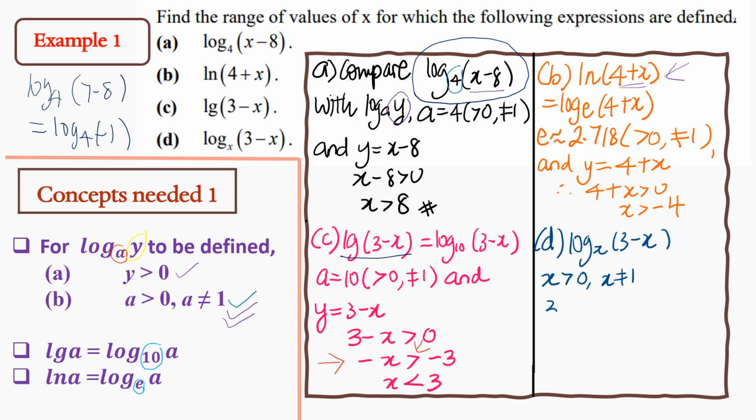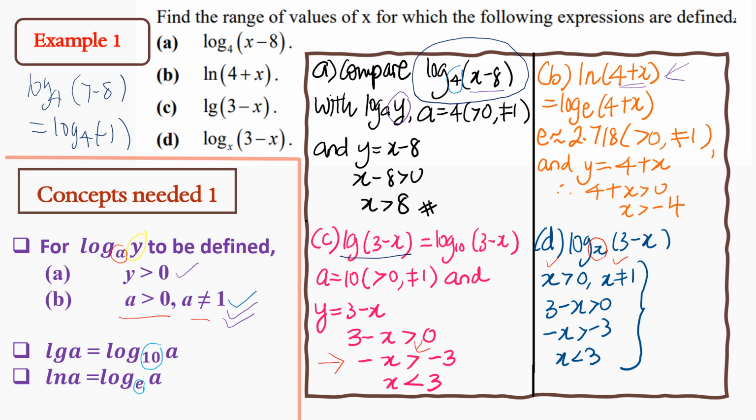Okay, here we are. Part D is slightly more challenging. Why? Because if you look at what you're given as the base, it's an unknown value. It's different from parts A, B, C where you are told the values of the base. Here you're not told. But we know that for it to be defined, the base x has to be more than 0 and not equal to 1. So we must have these two conditions first.